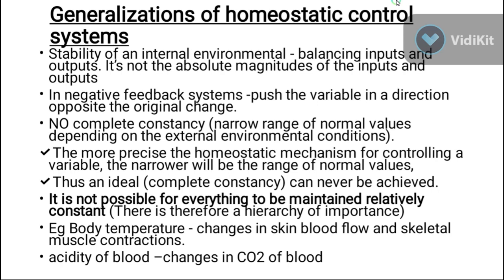It is not possible for everything to be maintained relatively constant, so there is a hierarchy of importance. For example, body temperature is defended through changes in skin blood flow and skeletal muscle contractions. Acidity of blood is defended through changes in CO2 of blood.